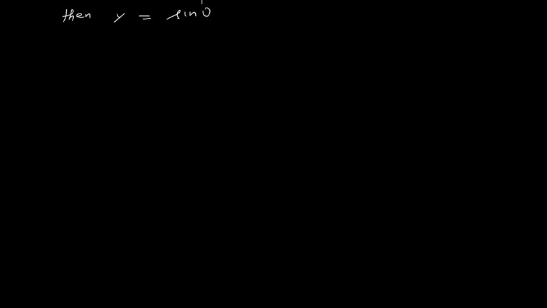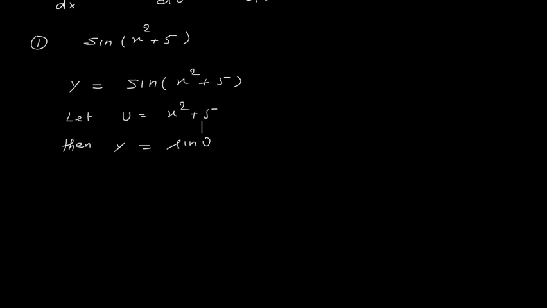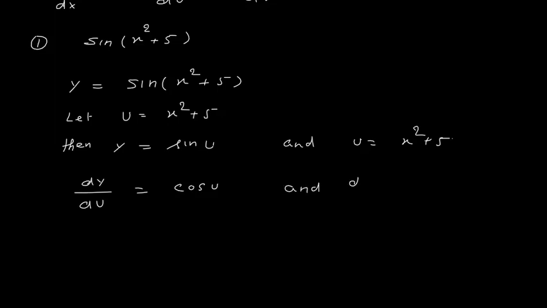Now we have to find dy upon dx. So how can we find it? Here I will differentiate y with respect to x. y is equal to sine u and u is equal to x square plus 5. Now dy upon du is cos u and du upon dx is 2x.